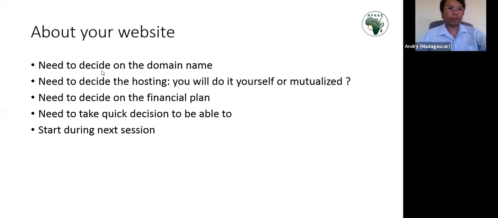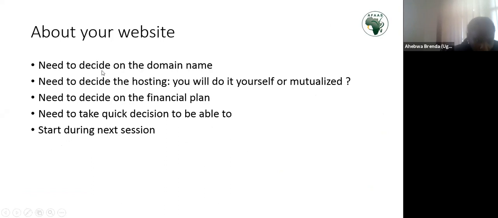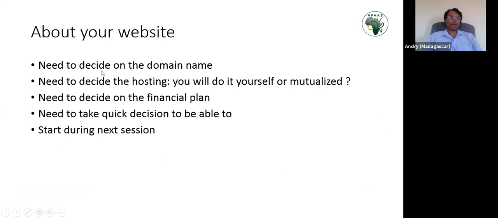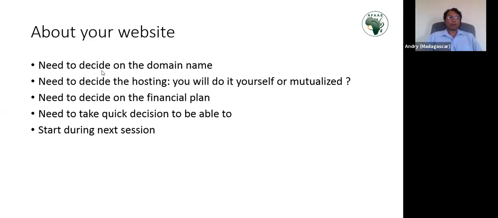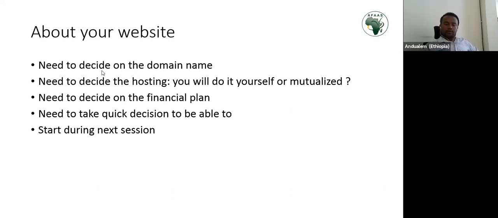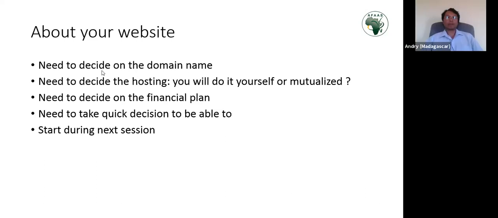Okay, so let's continue. Now about your website. There are some decisions that need to be taken very urgently. The domain name, please confirm with your stakeholders and decision makers, especially for Ethiopia and South Africa. It hasn't been decided yet. There are some questions on whether it will be, for instance, .net or .org for Ethiopia, and for South Africa, I still don't know what the website name is until now. So please, those who haven't finished deciding on the domain name, you need to really send it.